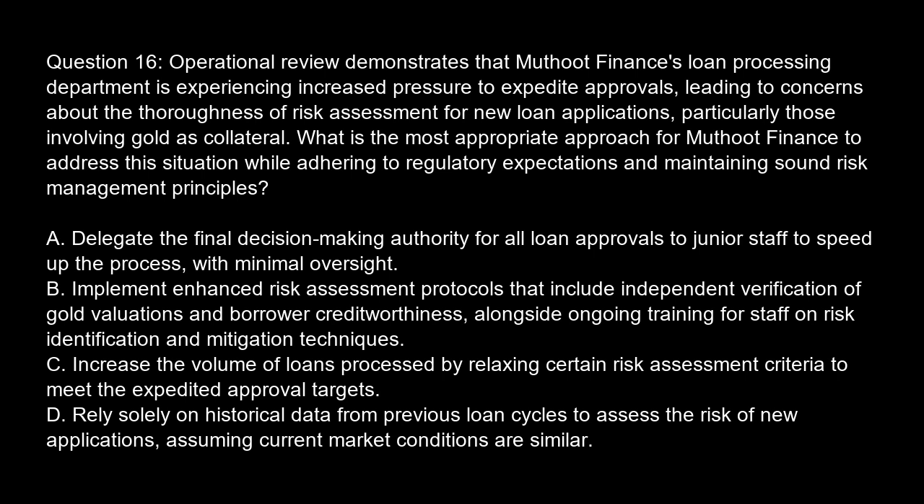Option A. Delegate the final decision-making authority for all loan approvals to junior staff to speed up the process, with minimal oversight. Option B. Implement enhanced risk assessment protocols that include independent verification of gold valuations and borrower creditworthiness, alongside ongoing training for staff on risk identification and mitigation techniques. Option C. Increase the volume of loans processed by relaxing certain risk assessment criteria to meet the expedited approval targets. Option D. Rely solely on historical data from previous loan cycles to assess the risk of new applications, assuming current market conditions are similar.